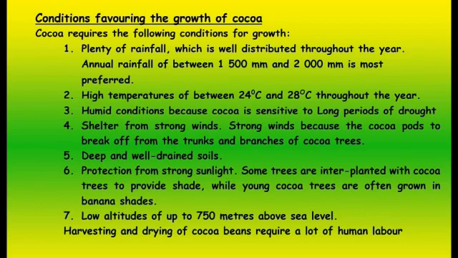Then these crops have to be protected from strong wind, especially when the crops are young, especially when they are maturing, because when the tree is shaken, the pods will fall off. Then direct sunshine is not favorable for the plants when they are very young. Therefore, they need shade. Then we said that harvesting and drying of the crops require a lot of human labor.